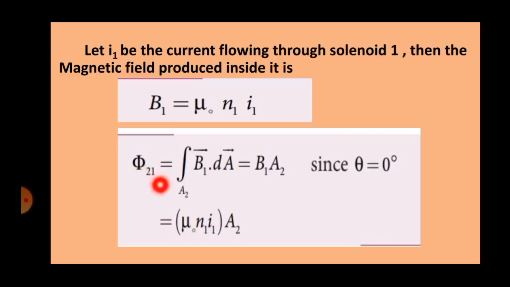Therefore phi21 is equal to the integral of B1 vector dot dA vector. Now write it in magnitude form, B1 A2 cos theta. Here the magnetic field and the area of the cross section are both parallel, so the angle is 0, cos 0 is equal to 1, which gives phi21 is equal to B1 A2. Now substitute the value of B1, therefore mu naught N1 I1 into A2. This is the flux.